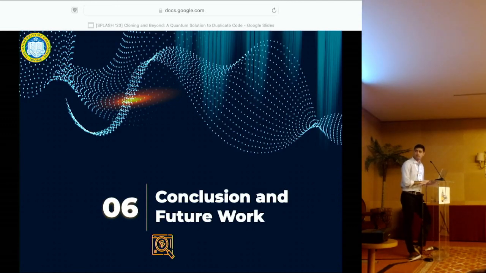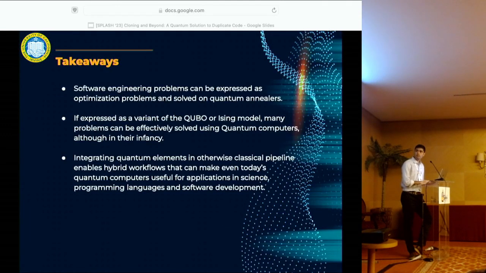So, conclusion and future work. The key takeaways would be that software engineering problems can be expressed in the form of a QUBO or a QDO by including novel constraints into it, and it can be tailored to different kinds of problems. There are many optimization problems that can already be solved on quantum computers and quantum annealers. It's just a matter of getting creative with the kinds of problems you solve and how you express them to be able to use quantum computers to solve them.